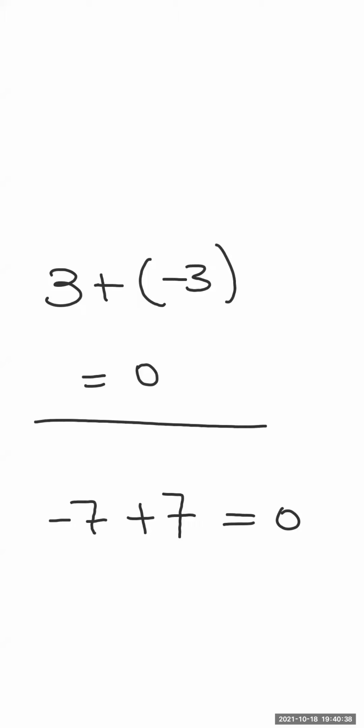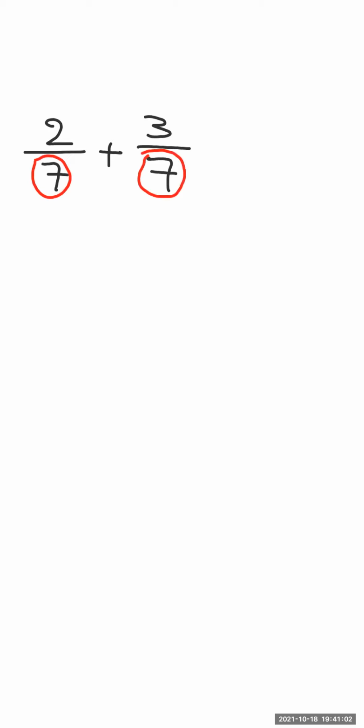Okay, now how to add two rational numbers in the form of a over b? I mean, how to add fractions. The simplest case is to add two numbers like 2 over 7 plus 3 over 7. Here the two denominators are the same, so simply add the numerators: 2 plus 3 equals 5, and write down the denominator 7. 5 over 7.